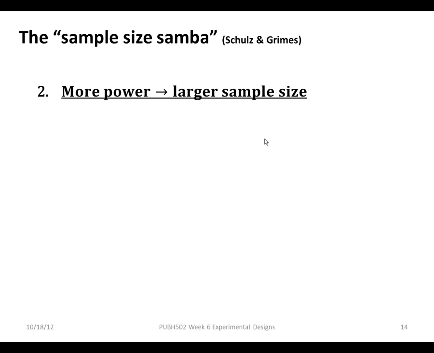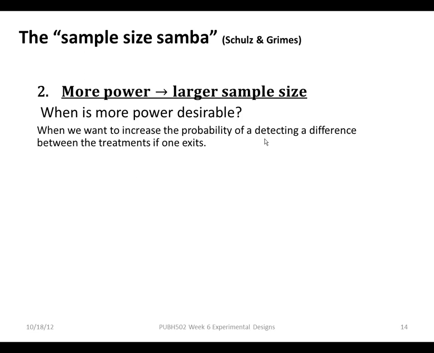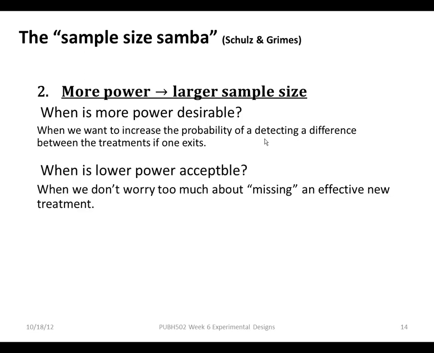Similarly, as your power goes up, you're going to need a larger sample size, and that's a pretty intuitive conclusion. When do you need more power? Well, if you want to increase the probability of detecting that difference, if one exists, then you want your power a little higher, maybe than 80%. But if you're not worried about missing an effective new treatment, if the existing treatment is fine, and you're like, well, if we find that it's different, and it's a lot different, that's great, and if we don't find it, that's fine, then you can bring your power down a little bit.